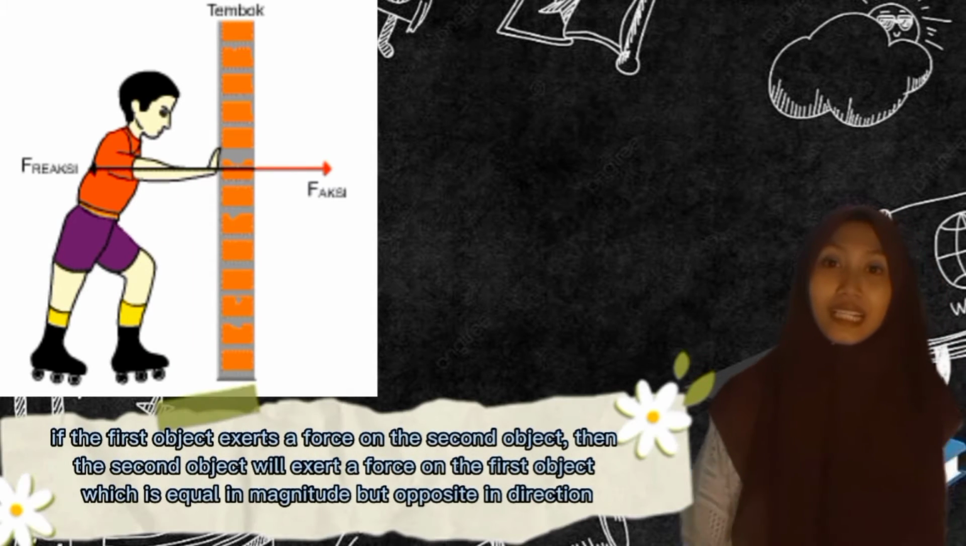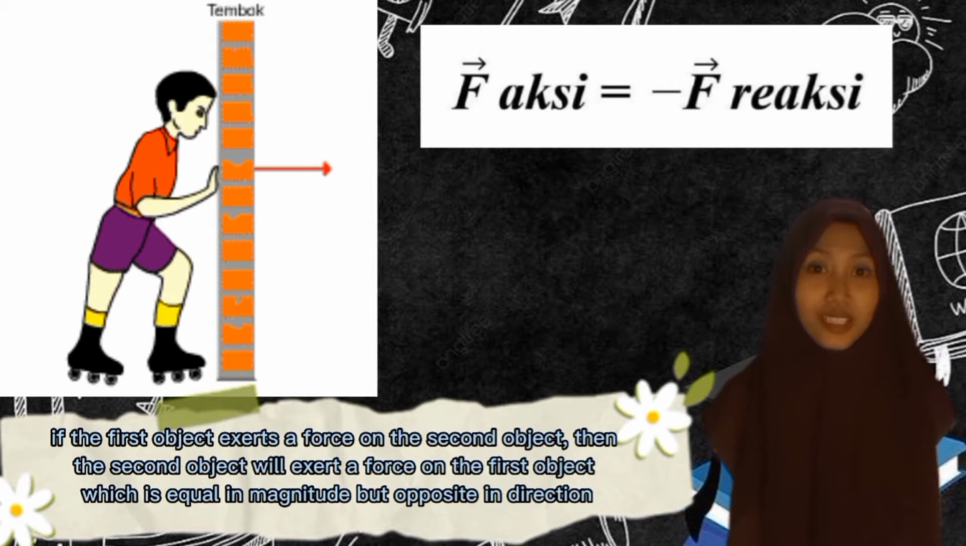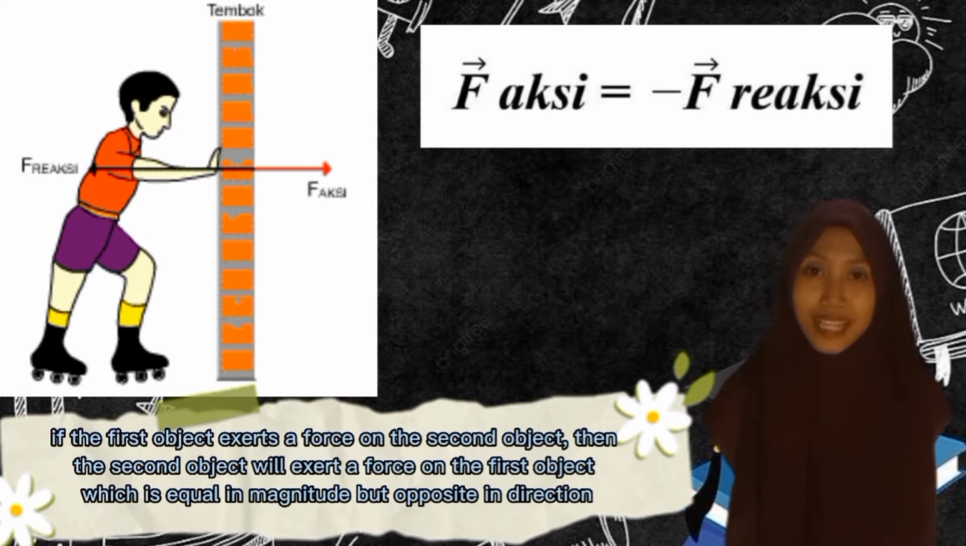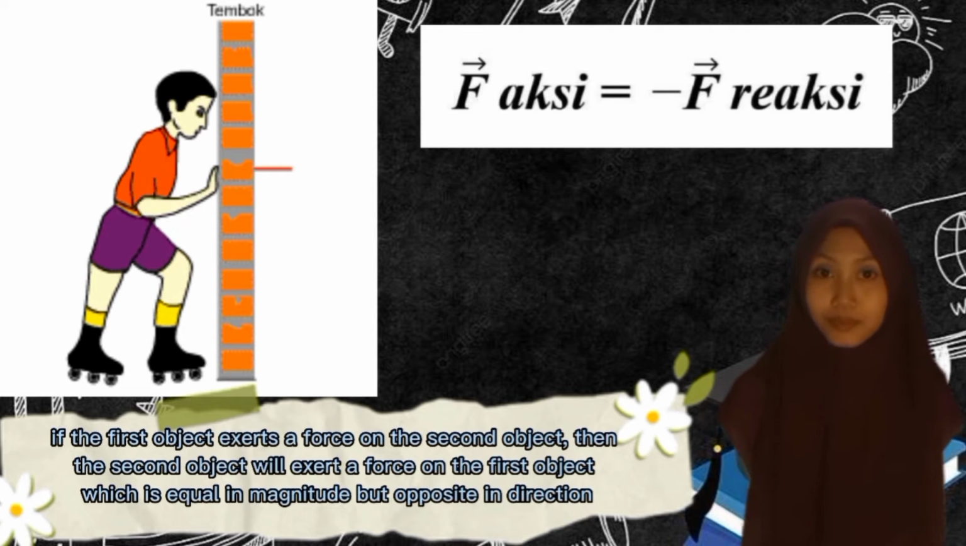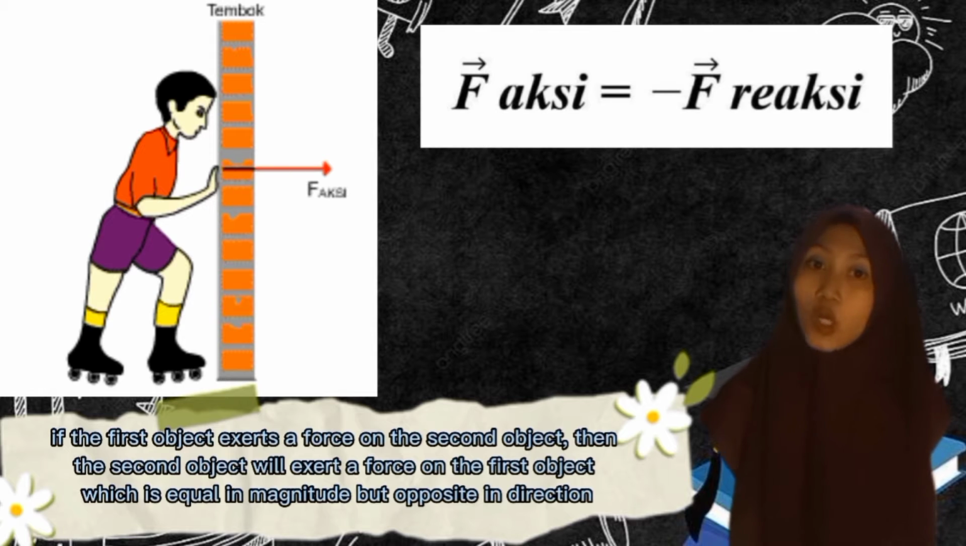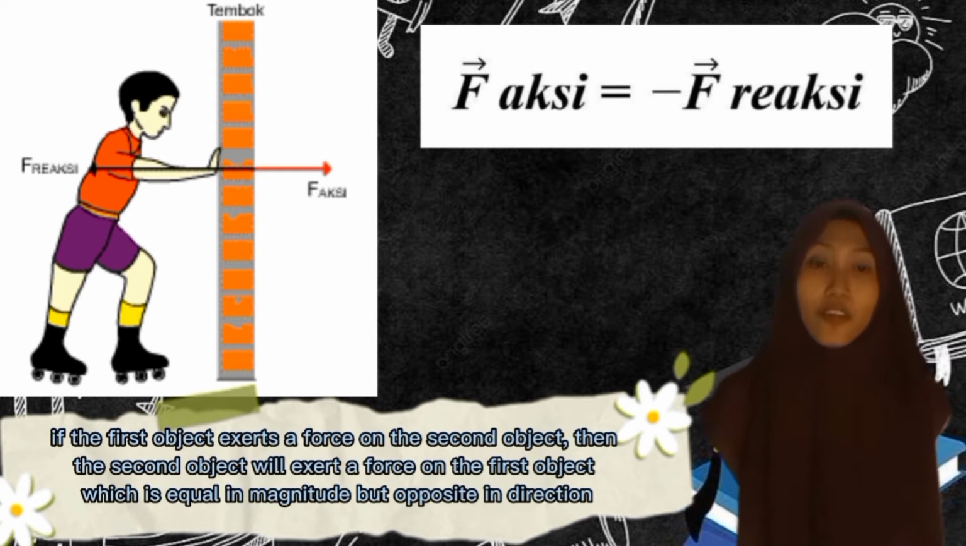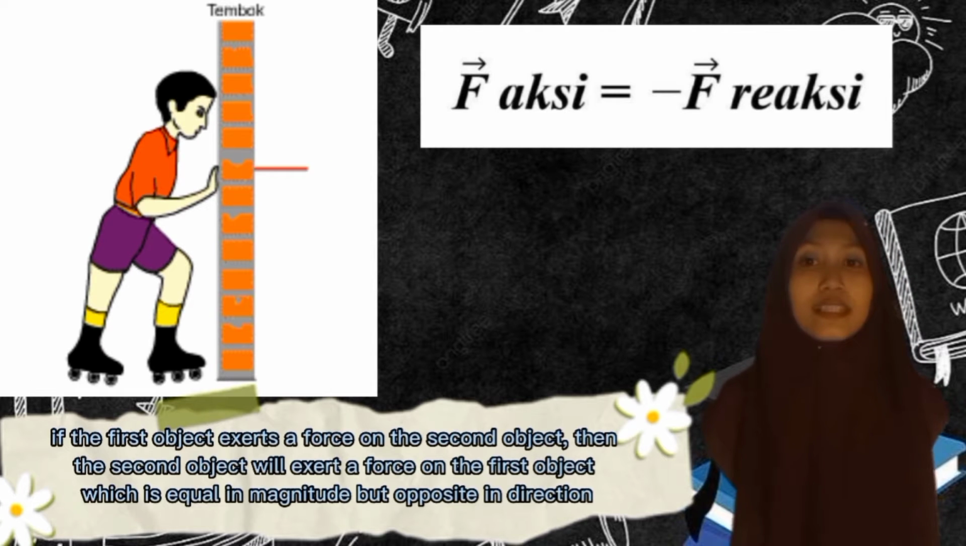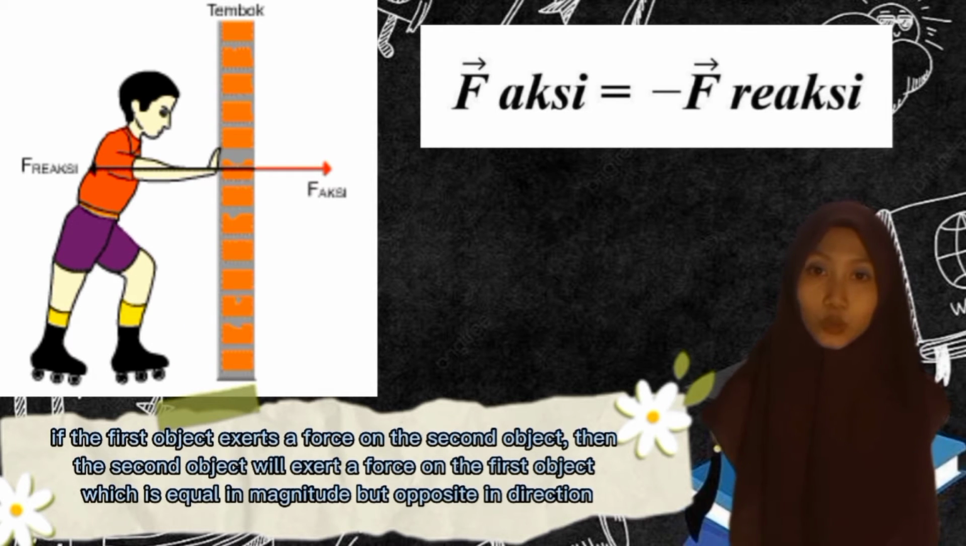Third law. The action and reaction forces of two objects have the same magnitude, opposite direction, and lie on the same line. This means that if object A exerts a force of F on object B, then object B will exert a force of negative F on object A. F and negative F have the same magnitude but different direction.